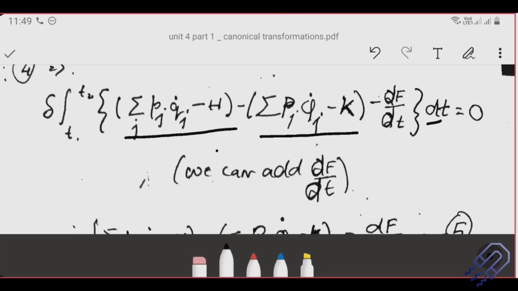What we can do is simple. We already had this equation, this minus this dt is equal to 0. There is no harm in adding an additional term df by dt, whose integration over t1 to t2, delta dt, will give you 0 again. So even if I add it, I am not changing anything. So that's important.